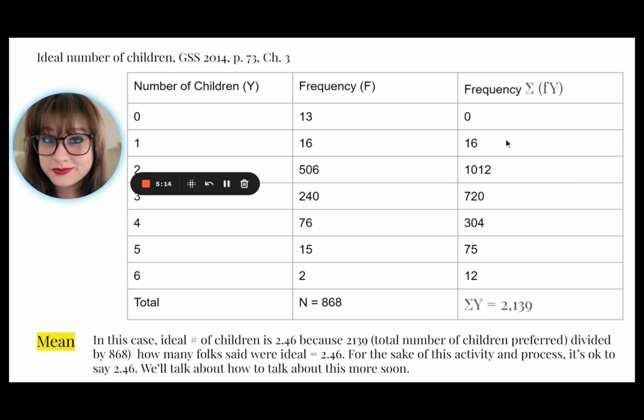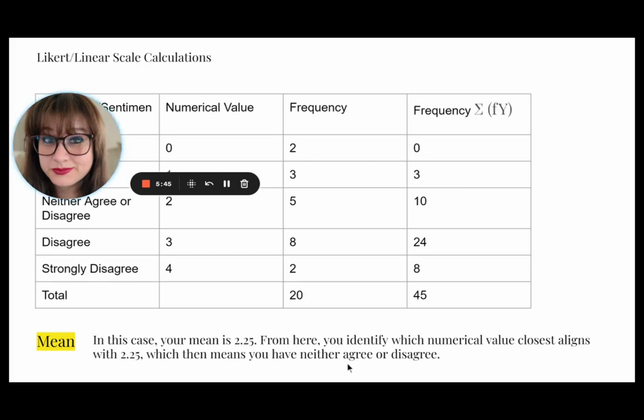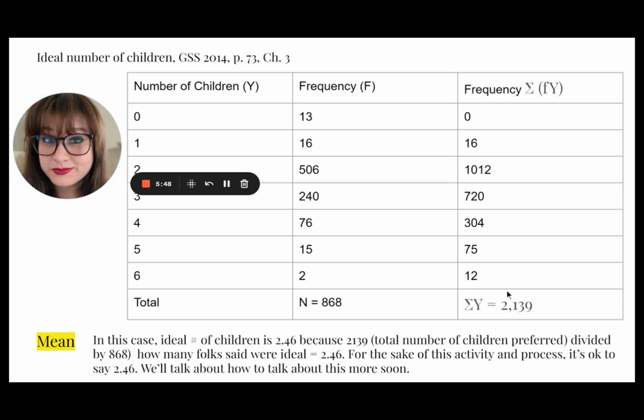So in this case, you have 0, you have 16, you have 1012, because what you're doing is multiplying your y value with your frequency. So this is 506 times 2 here. This gives you your n of 868, and then your sum of all your y's, which is 2139. If you go back to that formula, you have 2139 divided by 868, which comes to 2.46. And so in this case, that means the ideal number of children is 2.46.